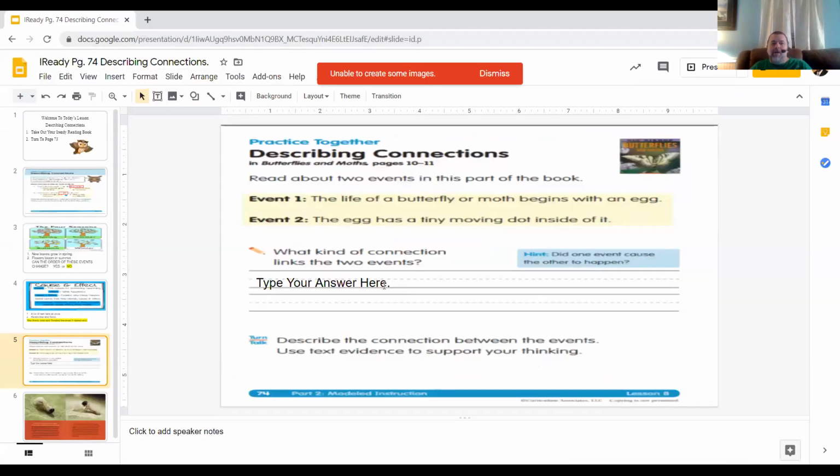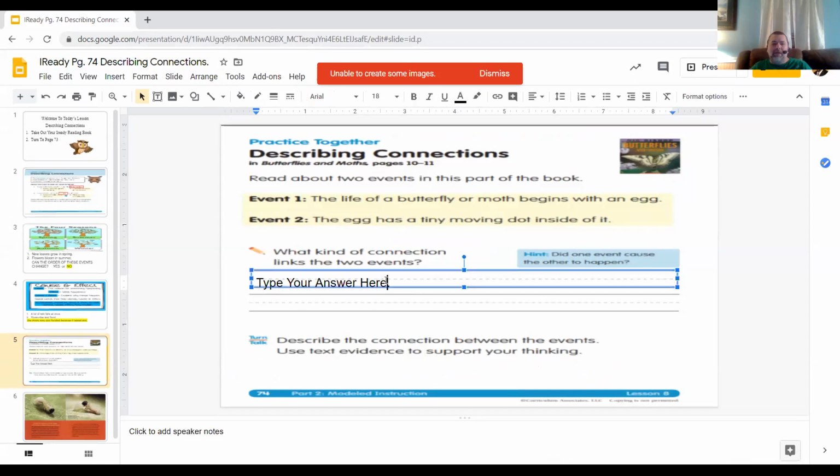We want to answer our question, and we can do that by clicking here in the text box and typing our answer in. And you want to make sure, boys and girls, that you go back and do this in the assignment. We're going to type: The events happen in time order.